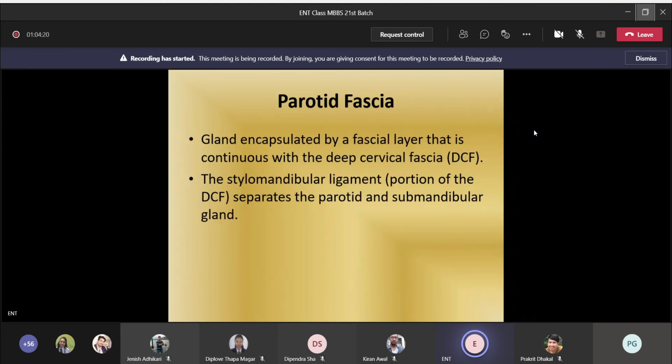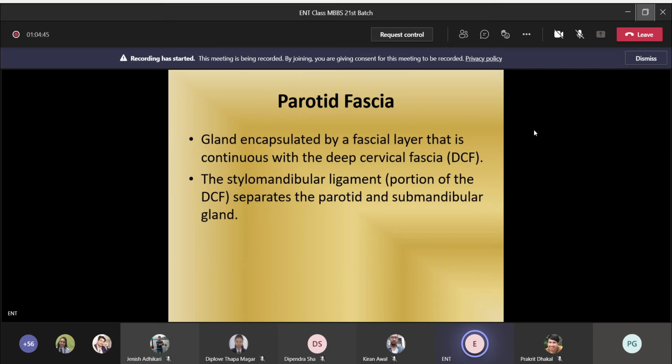Parotid fascia: the gland is encapsulated by the fascial layer that is continuous with the deep cervical fascia. So it is the layer of the deep cervical fascia which encapsulates the parotid gland, and the stylomandibular ligament, which is nothing but a portion of the deep cervical fascia, separates the parotid gland and the submandibular gland.